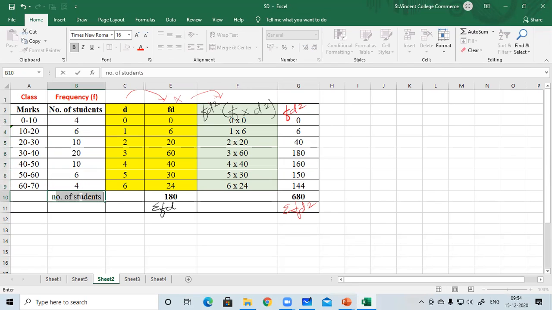Now the total of the frequency column, that is n, is always the total of your frequency column. N is the total of your frequency column. That's how you do n. Clear with this? Yes, sir.